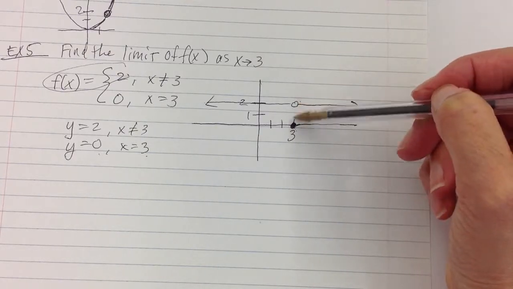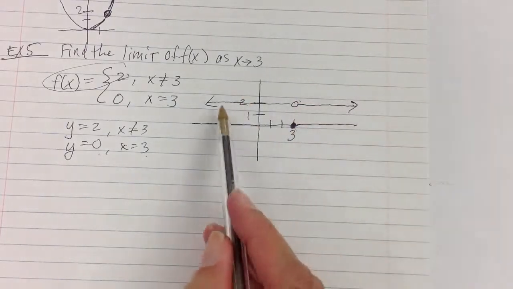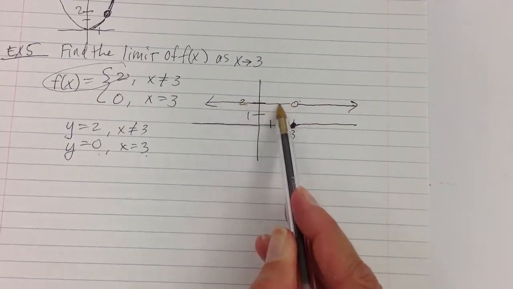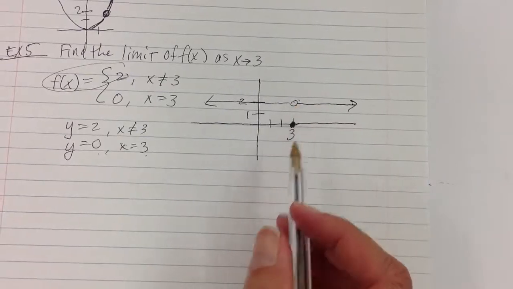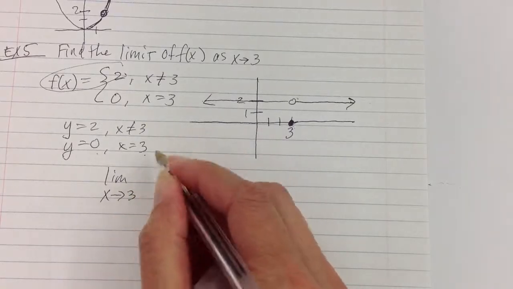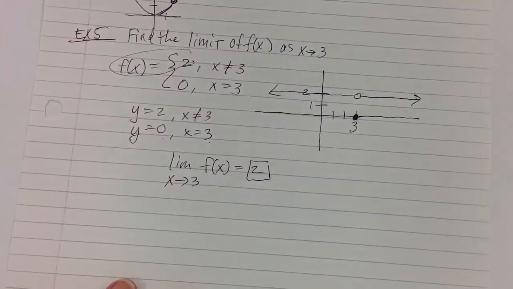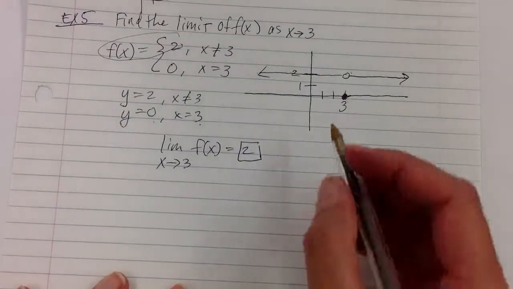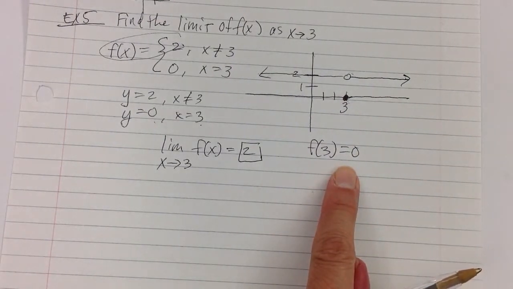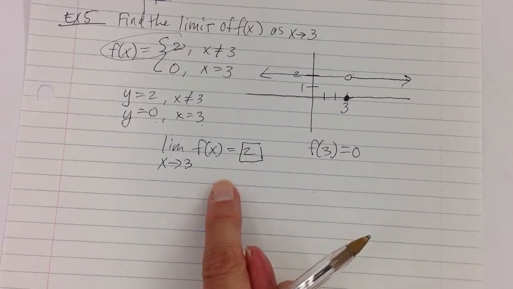Okay, so the limit does not necessarily depend on the value of the function. It depends on what's happening to the left of the function and what's happening to the right of the function. Since the left is approaching 2 and the right is approaching 2, the limit is actually equal to 2. So the limit as x approaches 3 of our function f of x is actually 2, not 0. We know f of 3 is equal to 0, but that's not the limit. That's the value of the function.